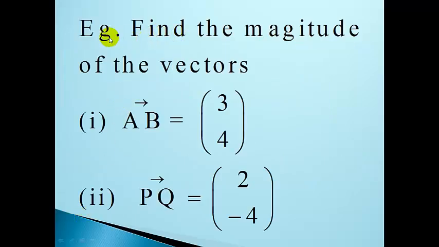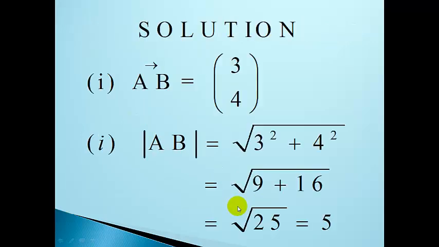Now let's look at this question. Find the magnitude of the vectors. We have vector AB equals 3, 4, and vector PQ equals 2, minus 4. Let's see how best we can find the magnitude of these two vectors.